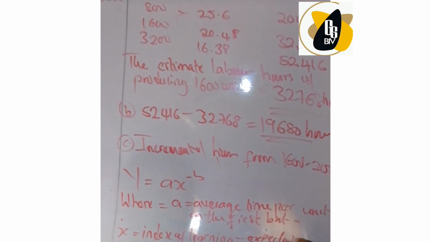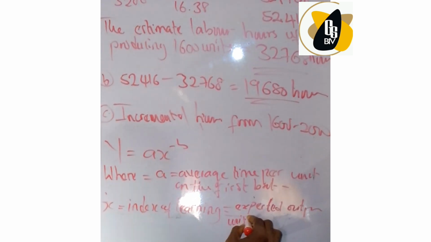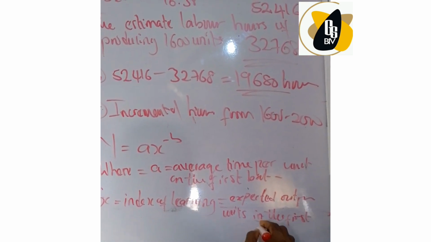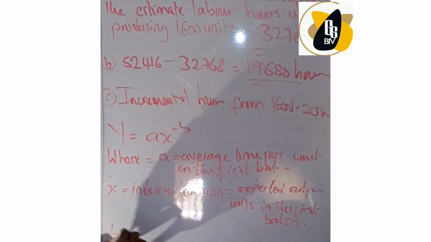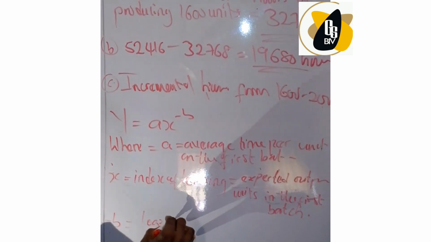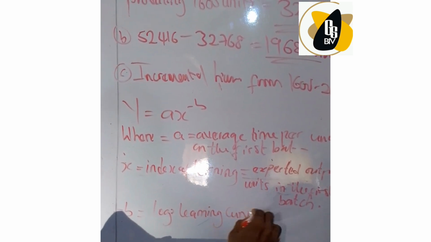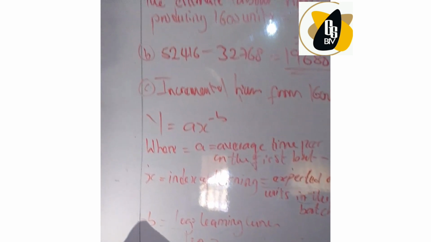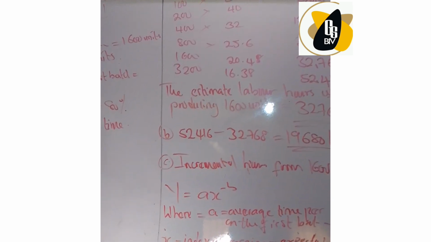Expected output divided by units in the first batch, right? And B is equal to log of learning curve divided by log 2. So that is what we are going to use to solve for the last thing now. So I'm going to rub this off.